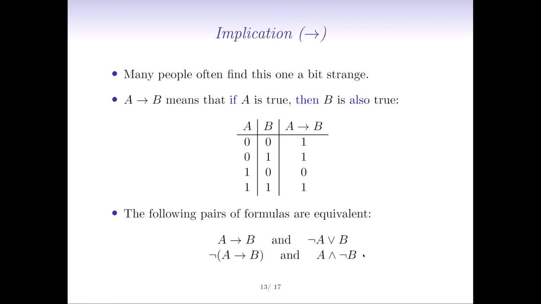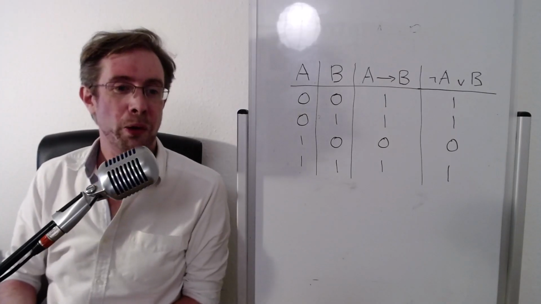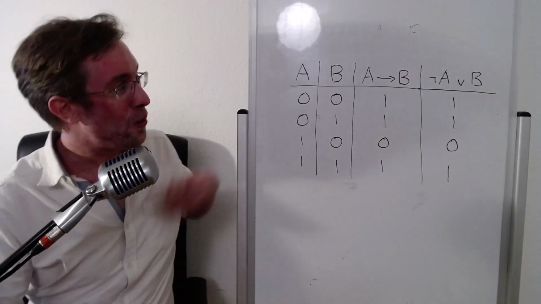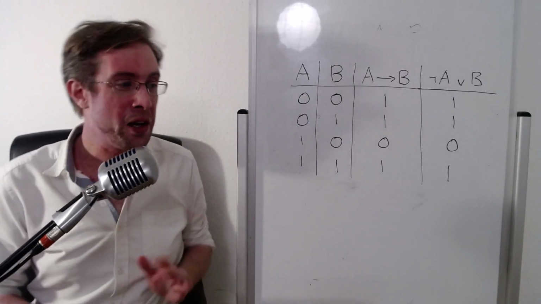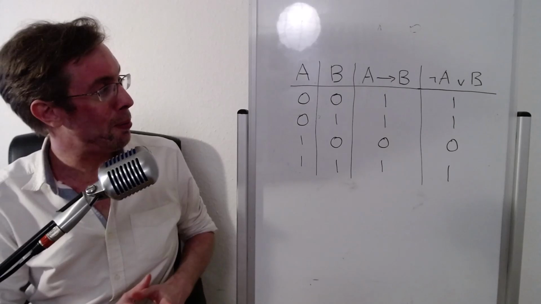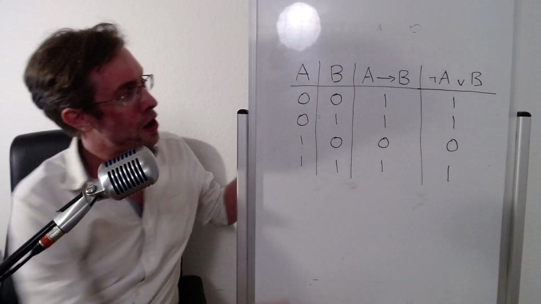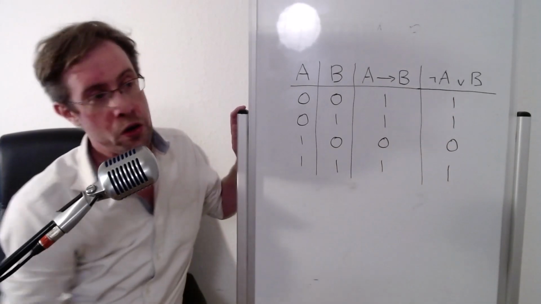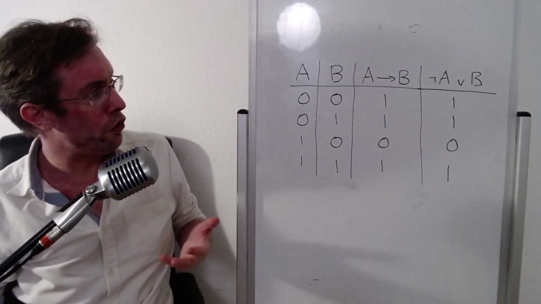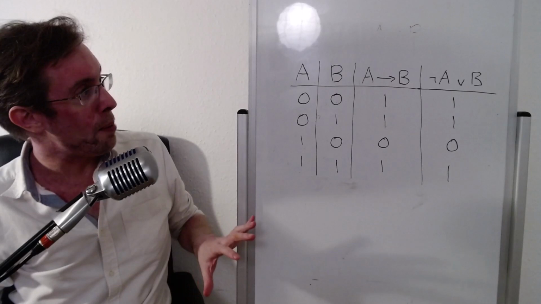So this is all very strange, and so we should try and talk about it now in a little bit more detail. So let's go back to the board. Hello again. Okay, on my whiteboard here, I've written up again the truth table for implication that we saw on the last slide, and I've also added a column for not A or B, because I want to show that the truth tables are the same. Let's just go over that briefly.